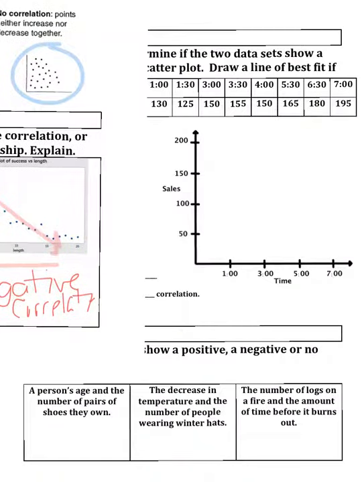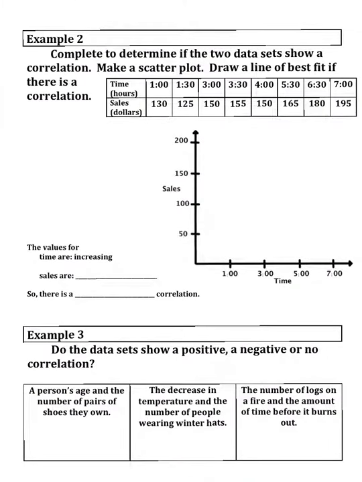Okay, next we're going to actually create our own scatter plot. In example 2, it says, complete to determine if the two data sets show a correlation. Make a scatter plot, draw a line of best fit if there is a correlation. So we can see here we have the time of the day and the sales, quantity of sales, and we already have our axes labeled here.